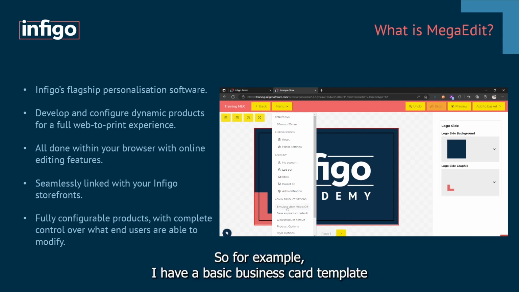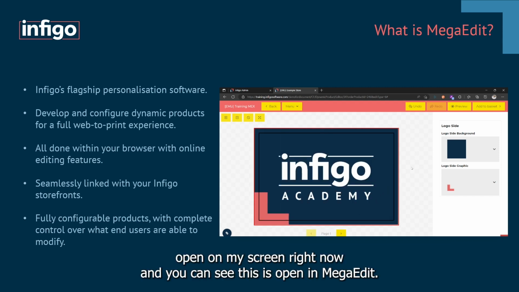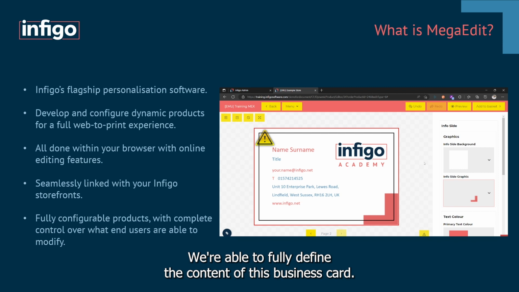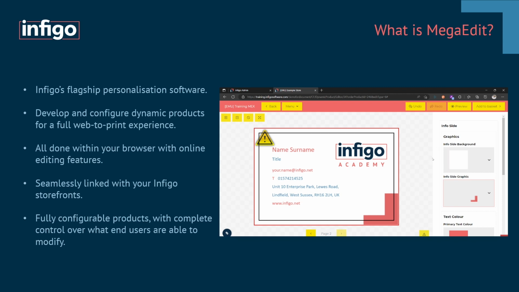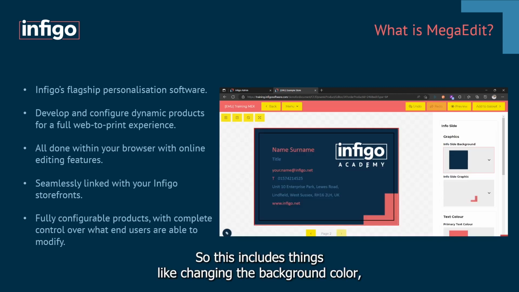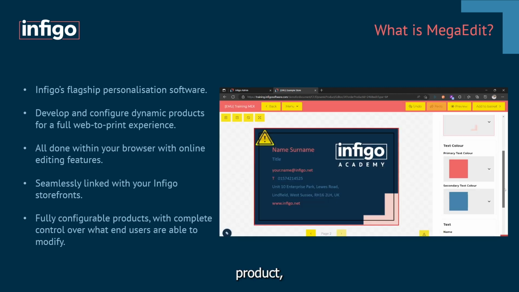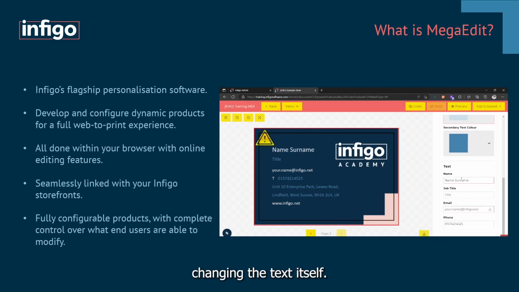So for example, I have a basic business card template open on my screen right now, open in MegaEdit, and we're able to fully define the content of this business card. This includes things like changing the background color, changing the utilized imagery on the particular product, modifying text color, changing the text itself.